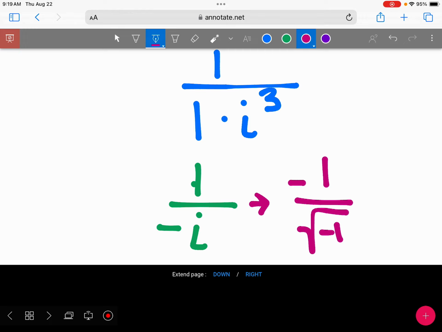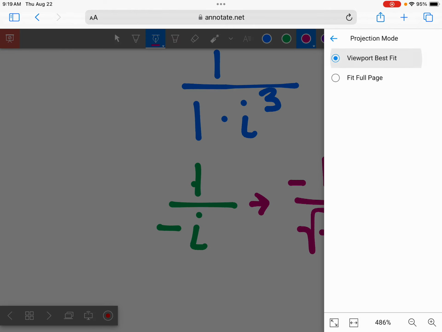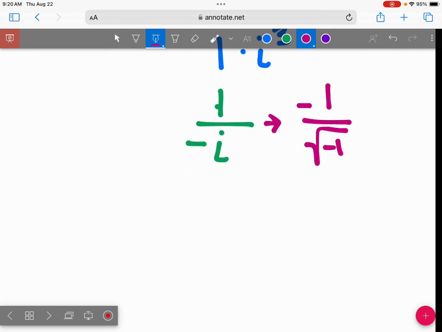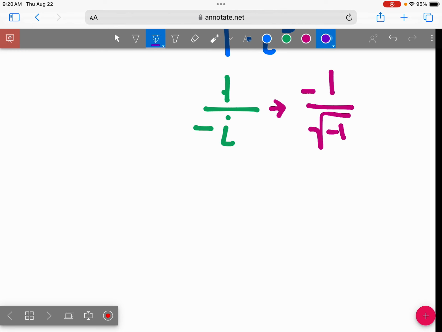I'm going to give us some more space, and then I'll zoom it in, because I know it's very small and very at the bottom. So 1 over negative i is the same thing as negative 1 over the square root of negative 1, right? That's what that means. We don't like to have radicals in our denominator. That's a thing we're not going to do. We left one like that yesterday, but for the most part, we're not going to do that.